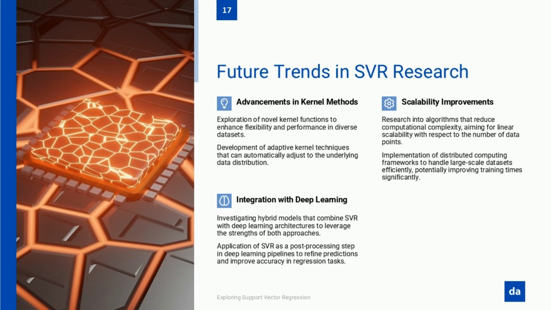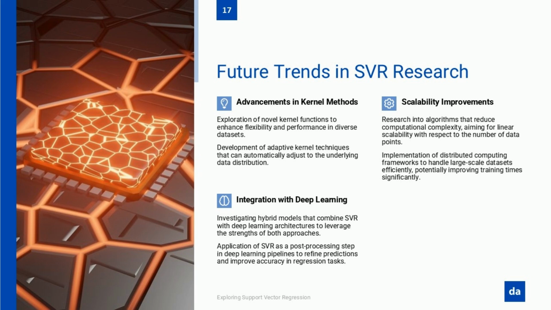Another major advancement in SVR research is improving scalability. While SVR is efficient for moderate-sized datasets, its computational complexity increases with the number of data points, making it challenging to apply to big data problems. New algorithms such as approximate SVR and parallelized SVR aim to reduce the computational burden by approximating support vectors more efficiently. Researchers are also exploring distributed computing frameworks where SVR is implemented across multiple processing units or cloud-based systems to handle large-scale datasets without significant slowdowns.